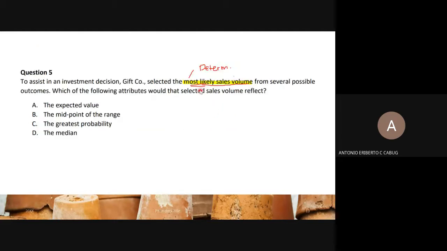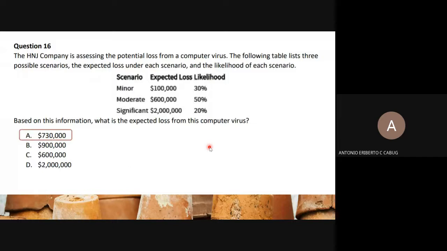Okay? So kapag most likely sales volume ang ginagamit nyo, gagamitin nyo yung item na may greatest probability. Yun yung most likely sales volume. Ulitin ko. Itong calculation ng expected value, this is a probabilistic approach. 100k times 0.3, 600k times 0.5, 2 million times 0.2. The expected value is $730,000. We call that the probabilistic approach.